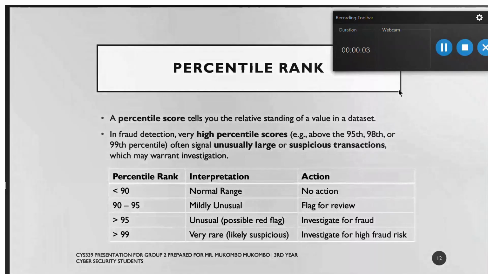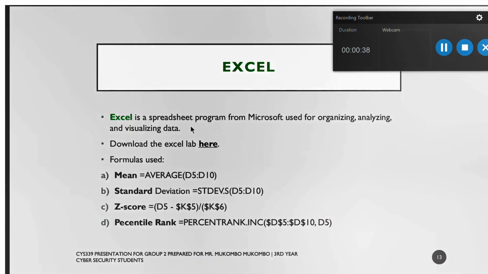My name is Soko James. I'll continue on percentile rank. A percentile score tells you the relative standing of a value in a dataset. In fraud detection, a very high percentile score indicates that something is unusual or suspicious, for example if it goes beyond 95%. Excel is a spreadsheet program from Microsoft used for organizing, analyzing, and visualizing data.